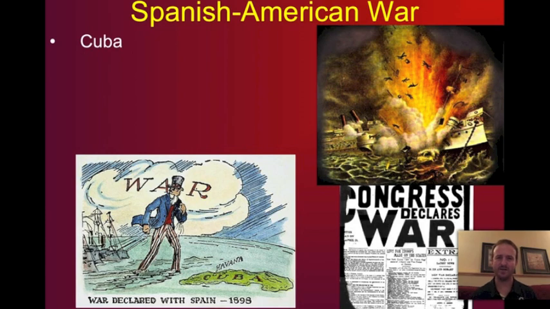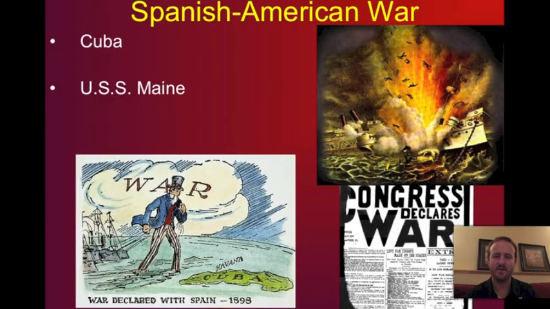We were colonies, the United States were colonies once under the English Empire. We didn't like it. We broke free from what we considered oppression, and we're kind of thinking Cuba has the same thing going on with them at this time. And that's how or why we get involved in the Spanish-American War.